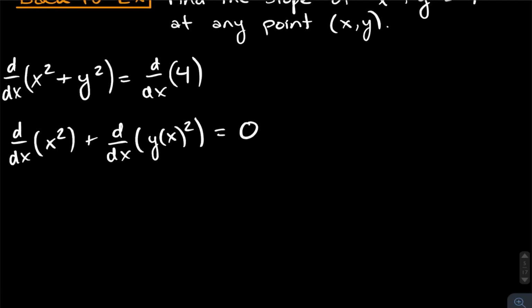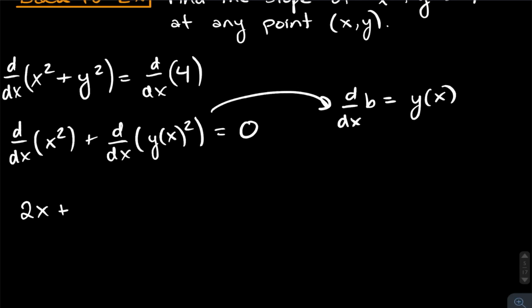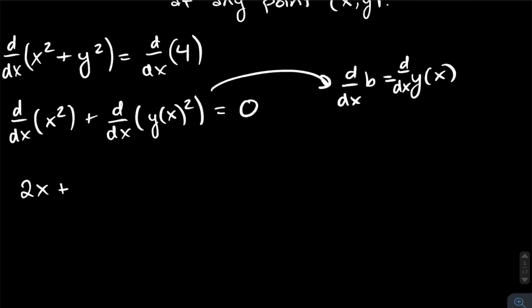When you take this derivative, we know that you get 2x. But what about right here? Think about it like what we just did with chain rule. This is when I said it was going to come in handy. I promise it was. If you set b equal to y of x, and you take a derivative with respect to x on both sides, how do you do that?